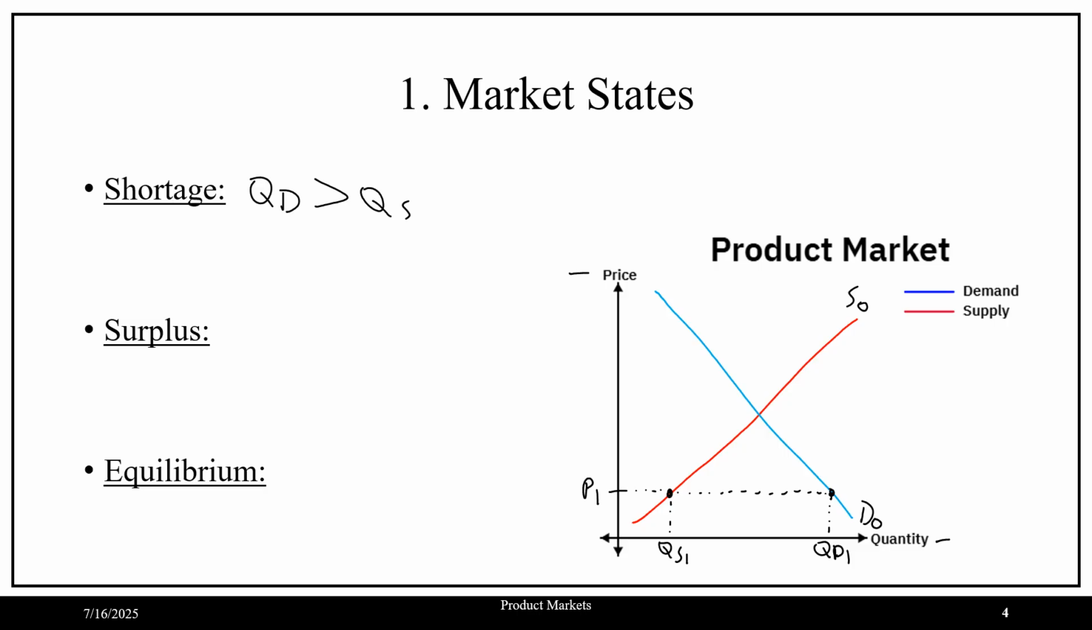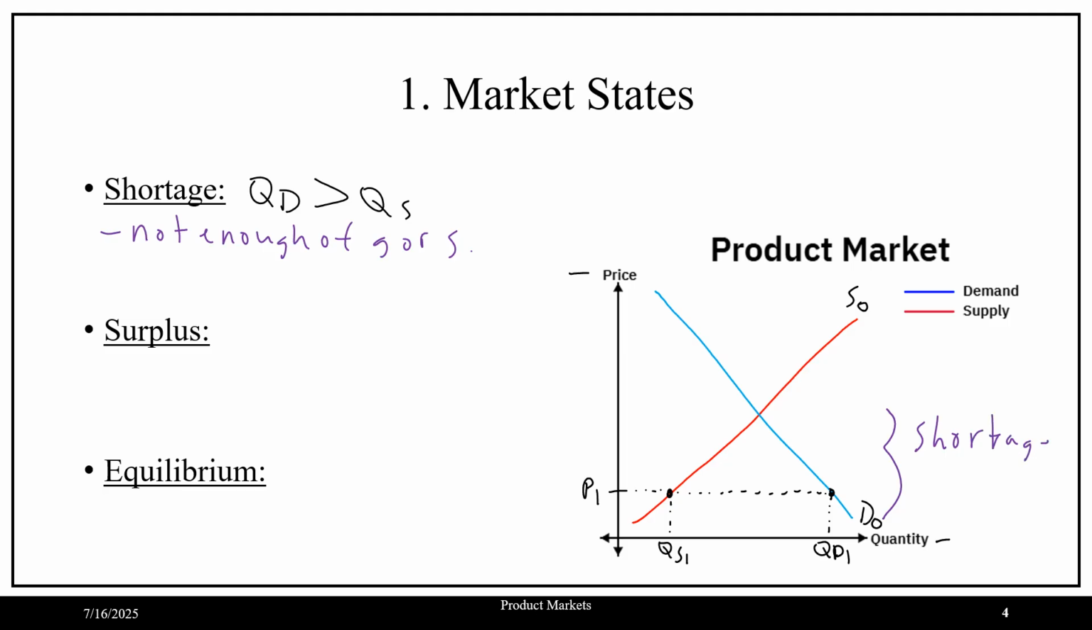This is just saying that there is not enough of the good or service in question. This is going to happen graphically whenever the blue demand curve is to the right of the red supply curve. And that's going to give us this space here that I'm putting in purple in shortage.